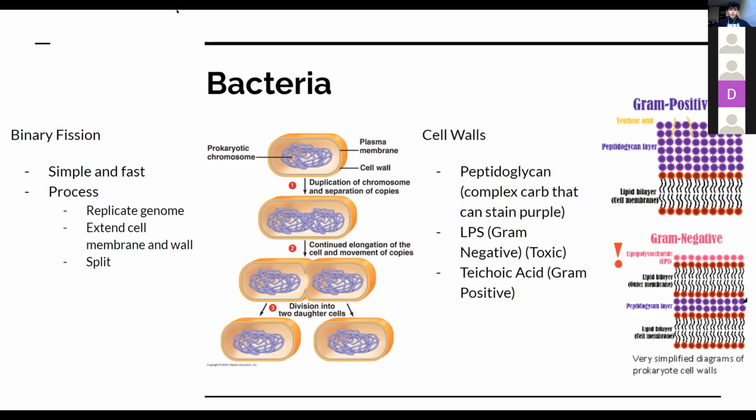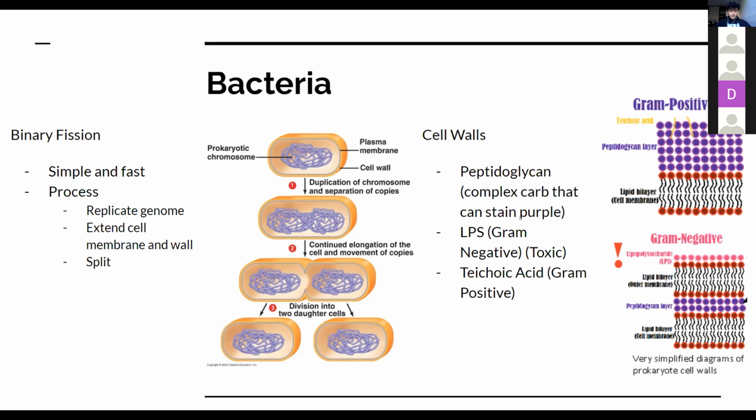Regarding the cell walls for bacteria, which you'll probably need to know a bit about, it's formed from a peptidoglycan layer, which is a complex carb that can stain purple, which is important for gram staining. And then for mostly gram-negative bacteria, you have lipopolysaccharides at the apical membrane, the outermost layer, and often that's the toxic part, and often toxins are part of that. And then there's also teichoic acid in gram-positive, right at the top of the peptidoglycan layer. Not too important though.